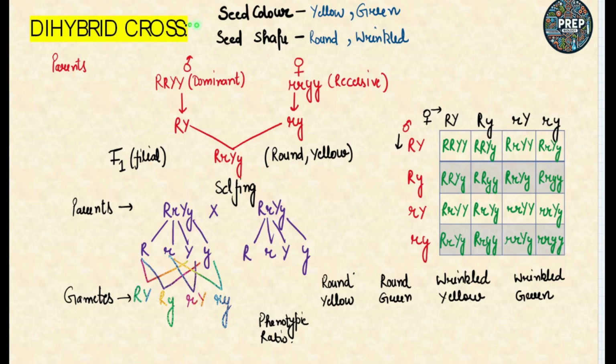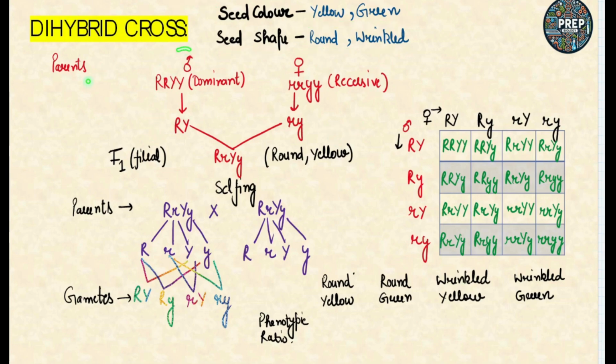Okay, so we take two characters of a plant: seed color, this is one, and seed shape, this is two. Seed color, we know, is yellow and green. Yellow is dominant, green is recessive, and seed shape is round and wrinkled. Round is dominant and wrinkled is recessive. So in a dihybrid cross we take two characters.